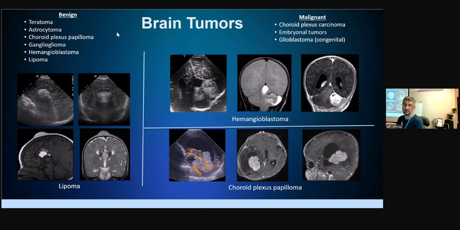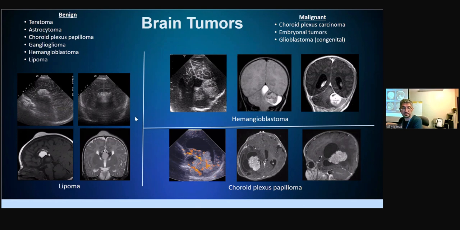And finally, we can see brain tumors. The children may be born with brain tumors. It is not common, but from time to time we see these children. These are the most common benign and malignant tumors in the brain.